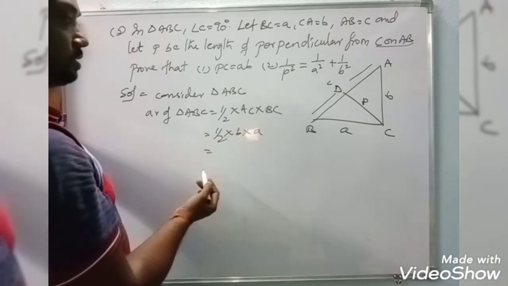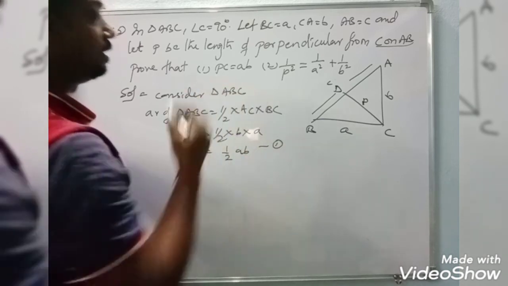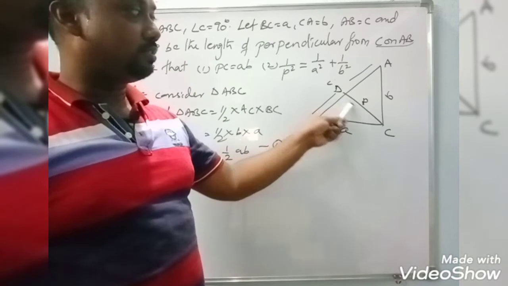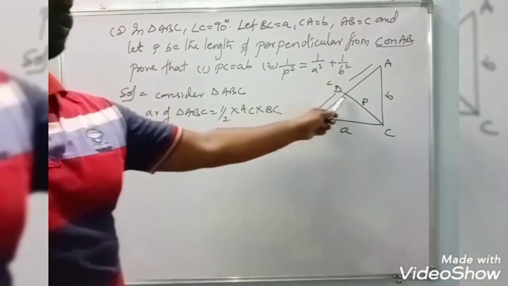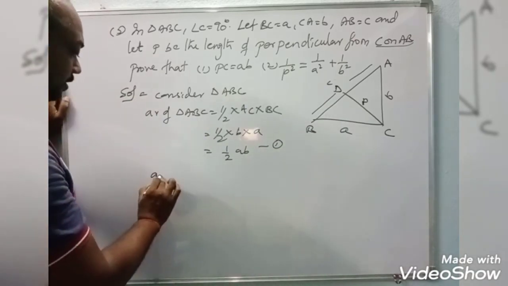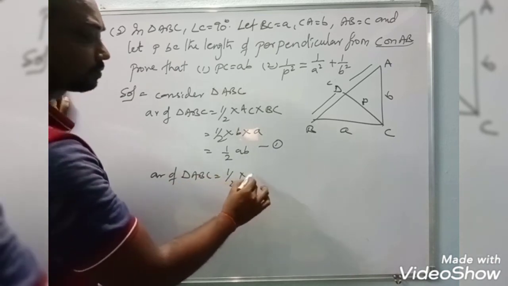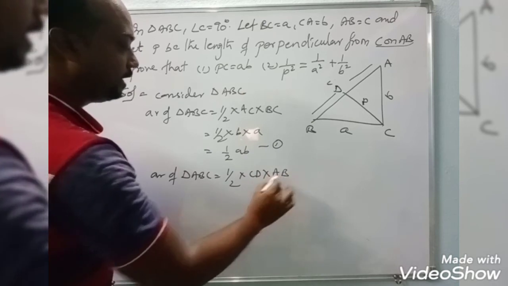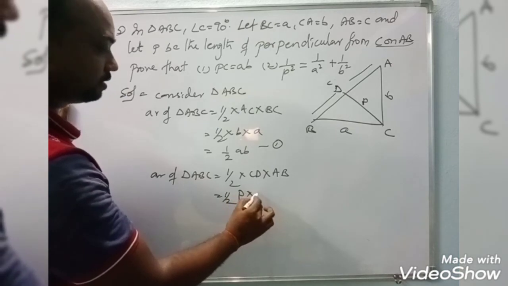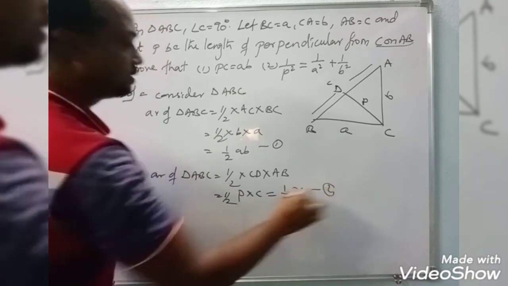Now I can write this one as half times ab. I am denoting this as first equation. Now again in this triangle, if I consider the same triangle, this is your height and this is your base, right? Because altitude always will be height. Now if I consider the same triangle, area of triangle ABC is nothing but half times CD into AB. Now CD value is p and AB value is c. Now we can write this one as half times pc, denote as second equation.